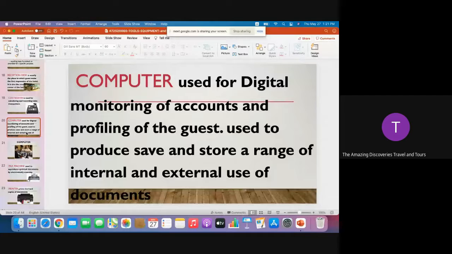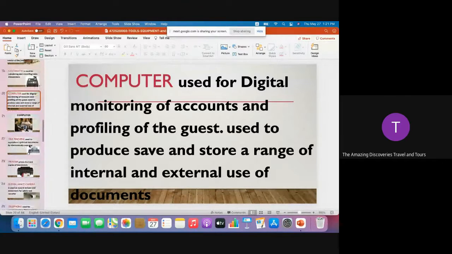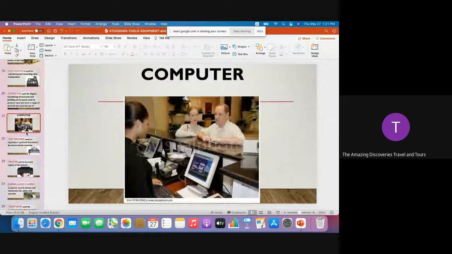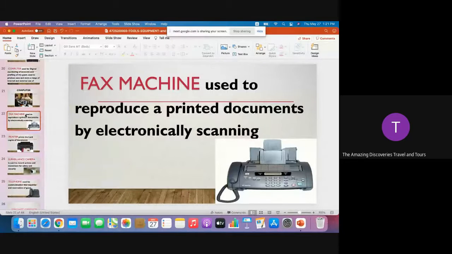Another one is computer. It is used for digital monitoring of accounts and profiling of the guest. It is used to produce, save, and store a range of internal and external use of documents. You all know already kung ano ang use ng computer. Okay. We have the fax machine.